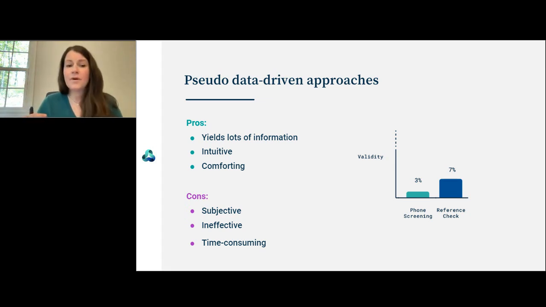That felt good. Well, that's also the problem, right? These approaches are subjective. It felt good. They're ineffective, 3% predictability with the phone screen, and they're time consuming. Every time you pick up the phone and have a call with a candidate and you're only yielding that 3% back, there's got to be a better approach. So this is what we refer to as our pseudo data-driven approaches. It feels like data, it feels comforting, but it's not necessarily. So I want to move on to the next one.